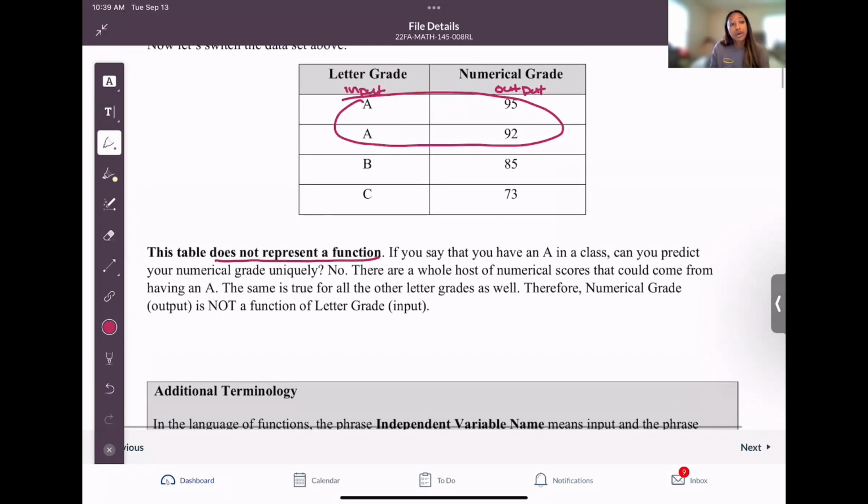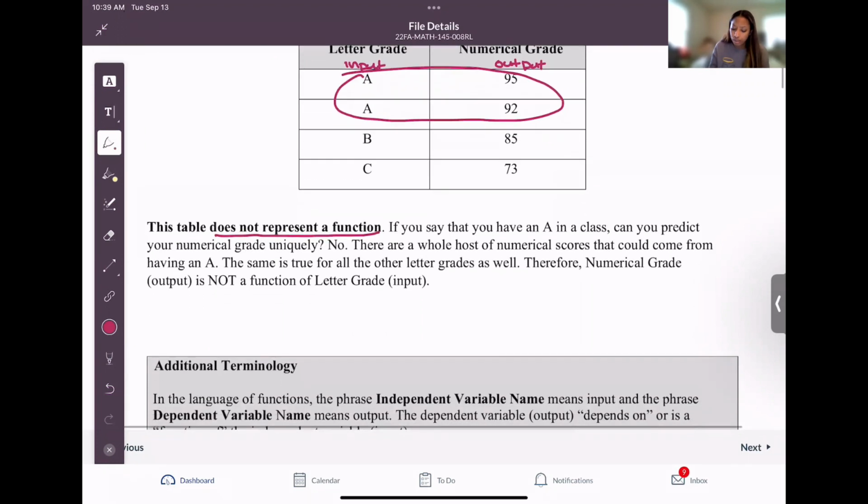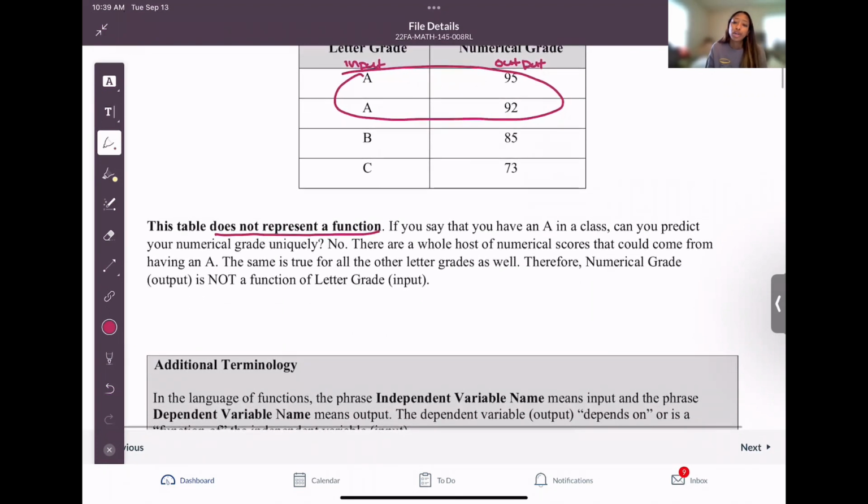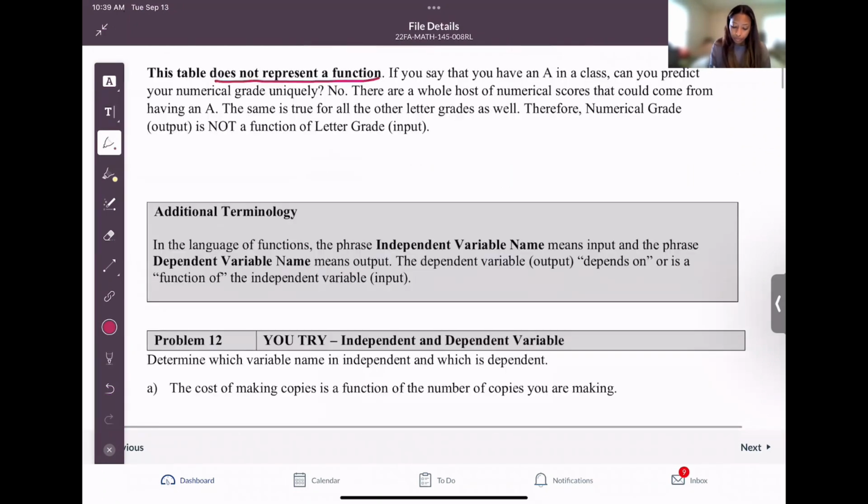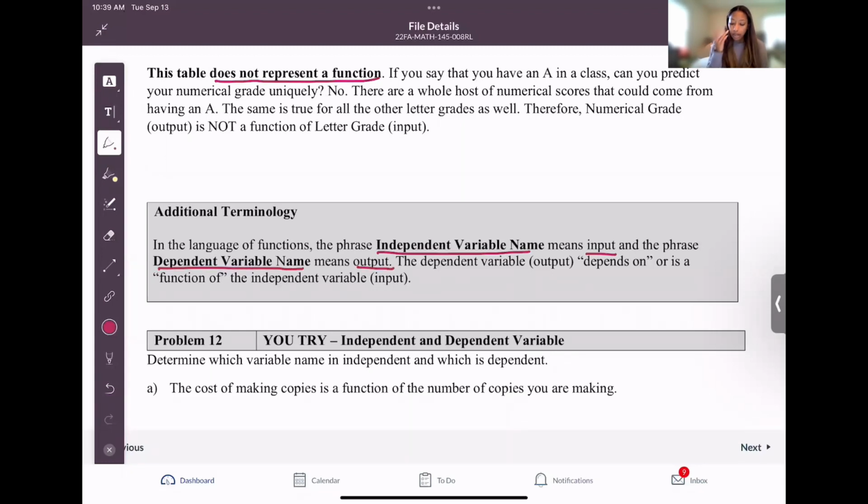All right, so in addition to knowing for a function, each input goes to one output, some other terminology you should know is, I mentioned it earlier, independent versus dependent. Your input variable is called your independent variable, and your output variable is called your dependent variable. So in the language of functions, the independent variable is the input, and the dependent variable is the output, and the output depends on the input, or we say the output is a function of the input.